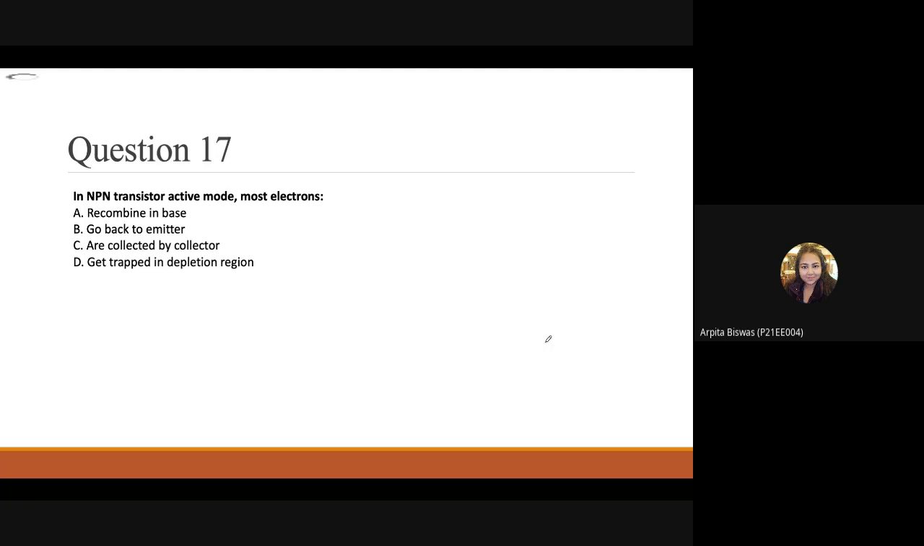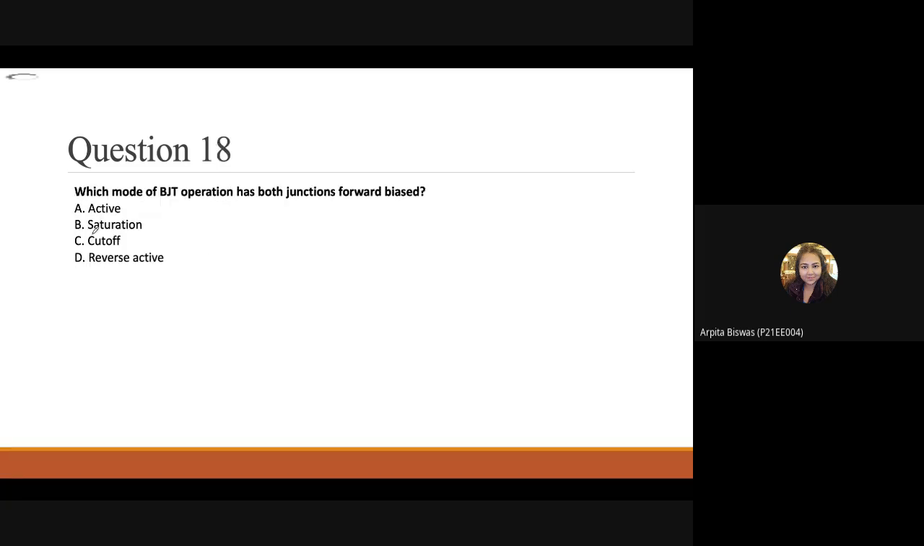In an NPN transistor in active mode, most electrons are collected by the collector. Okay, Manoj, what is the right option? Option C, ma'am, are collected by the collector. Rishika? Ma'am, option C, are collected by the collector. Yes, the right option is option C.